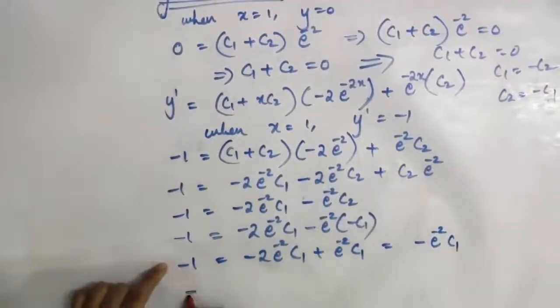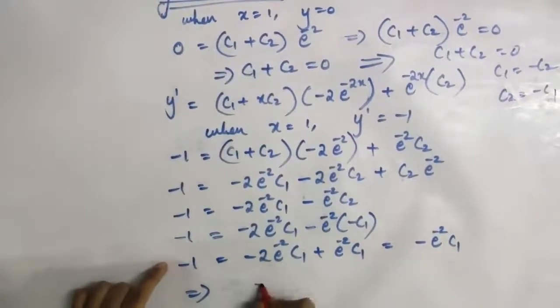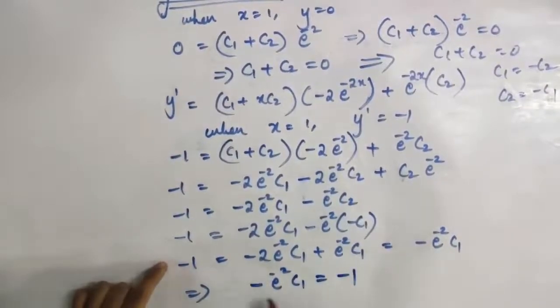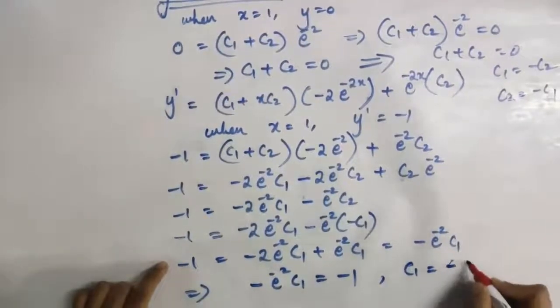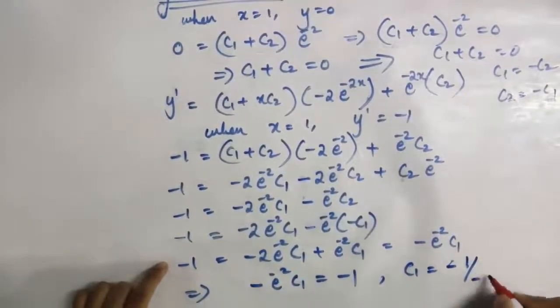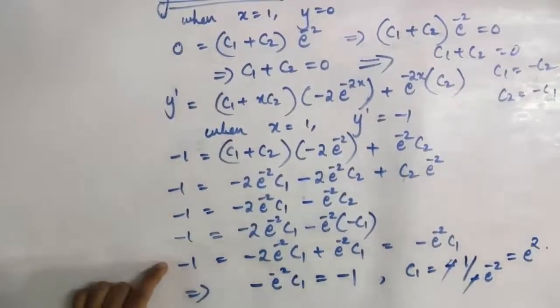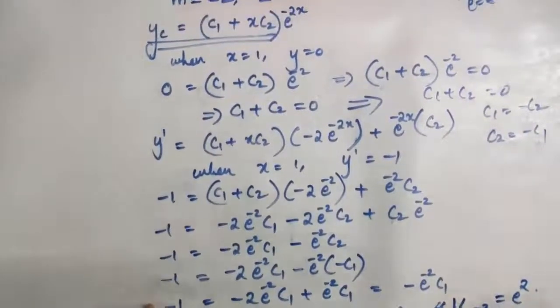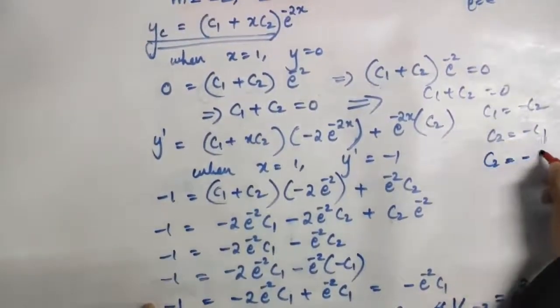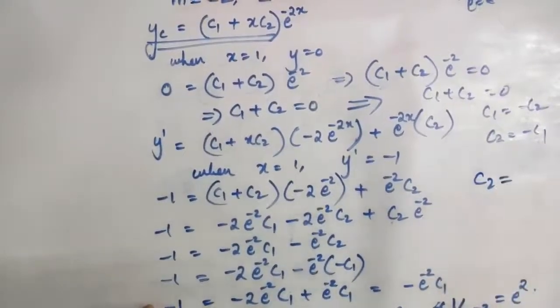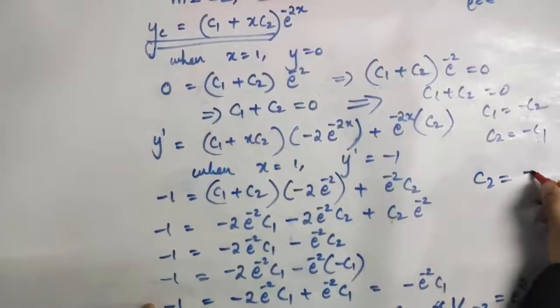So this implies minus e to the power minus 2 c1 is equal to minus 1 at the end. If you simplify this, c1 is equal to minus 1 divided by minus e to the power minus 2. These two get cancelled. You get c1 as e to the power 2. So what should be c2? c2 is minus times c1, so it will be minus e to the power 2.